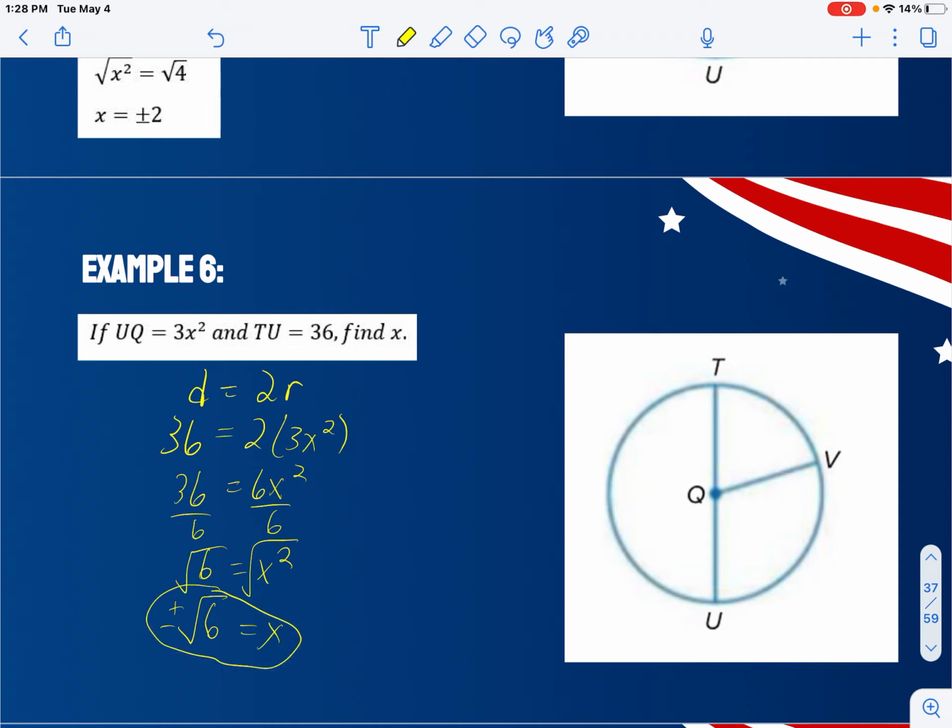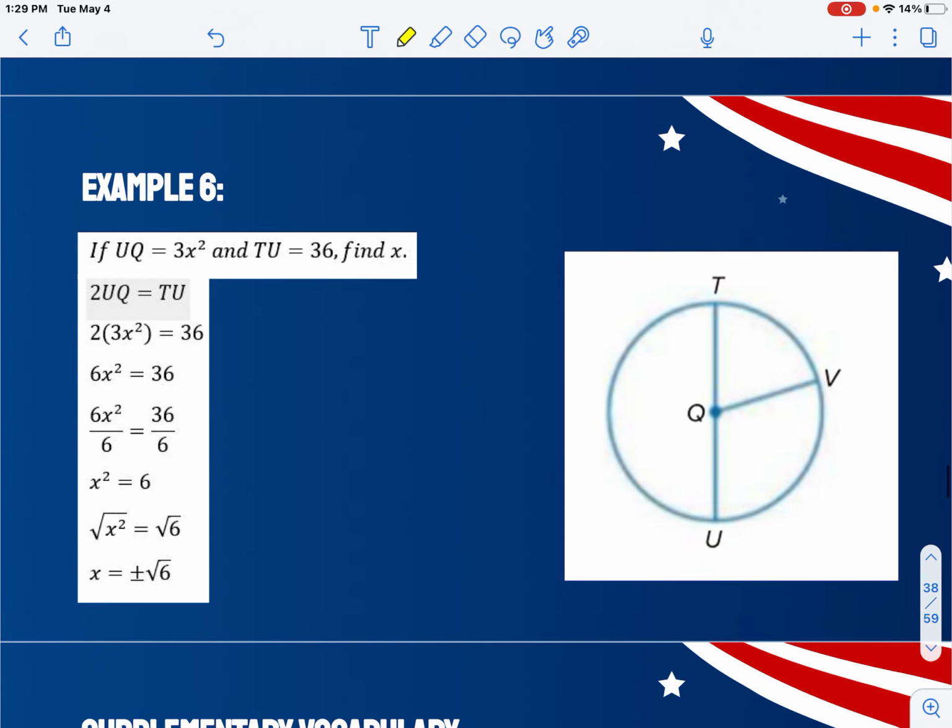And there's nothing we can do because 6 doesn't simplify. It doesn't have any factors which are perfect squares. So we're done. A lot of these are just small relationships. You have to do a little bit of algebra. Nothing to be too crazy about there. And there's the answer for you.